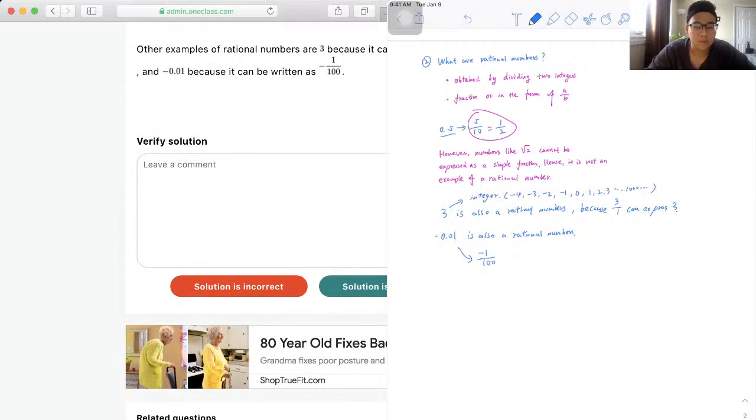And let's leave a comment there. Solution is correct.